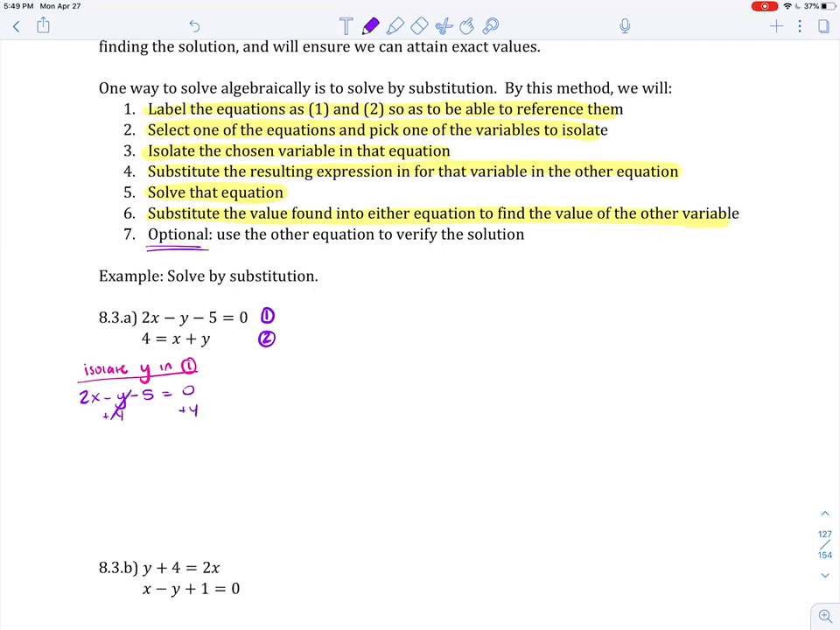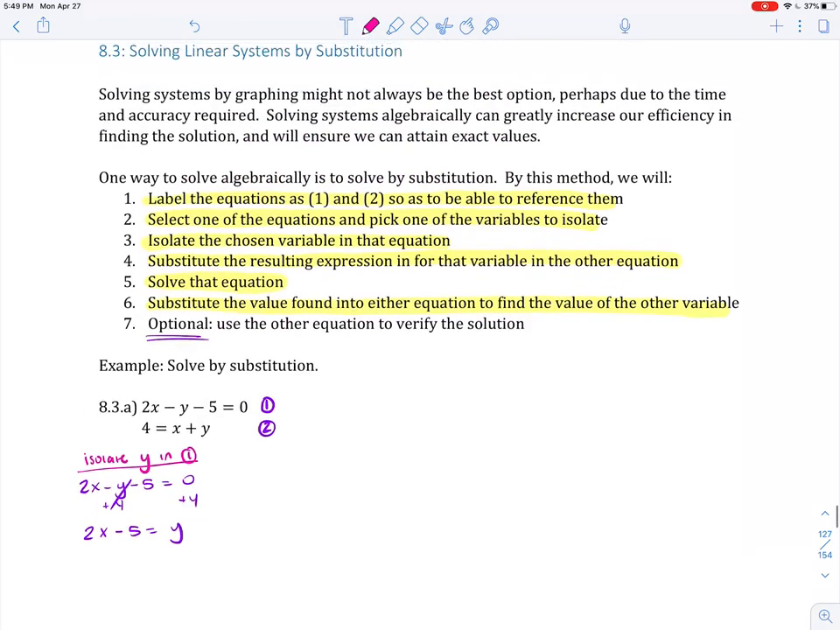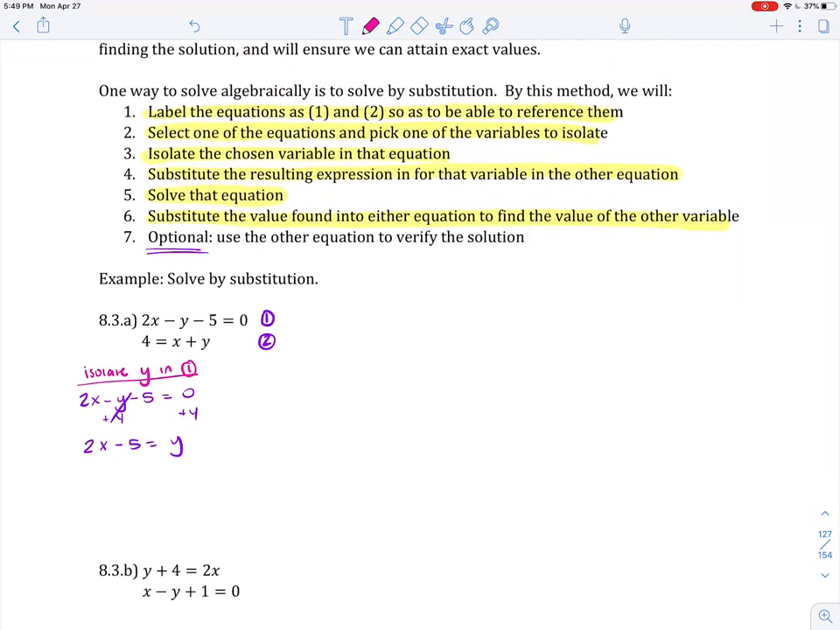So equation 1 is 2x minus y minus 5 is equal to 0. If we add y to both sides, then we have 2x minus 5 is equal to y. I have successfully isolated it. All I have to do to isolate a variable is to pull it onto one side and have everything else on the other. Alright, step 2 complete and step 3 complete. We just cranked out a whole lot of steps.